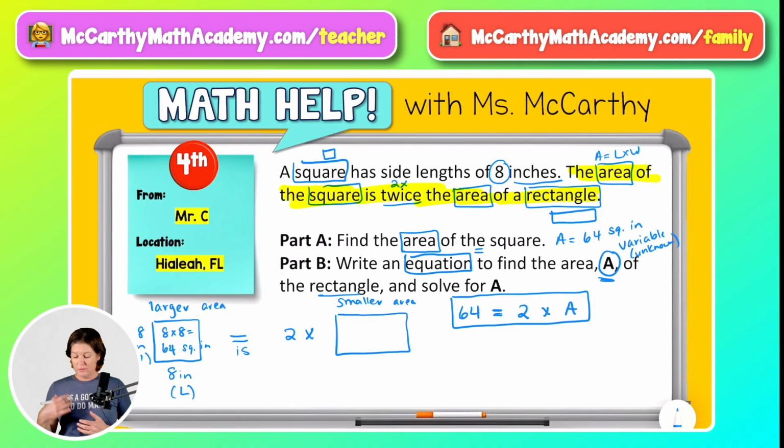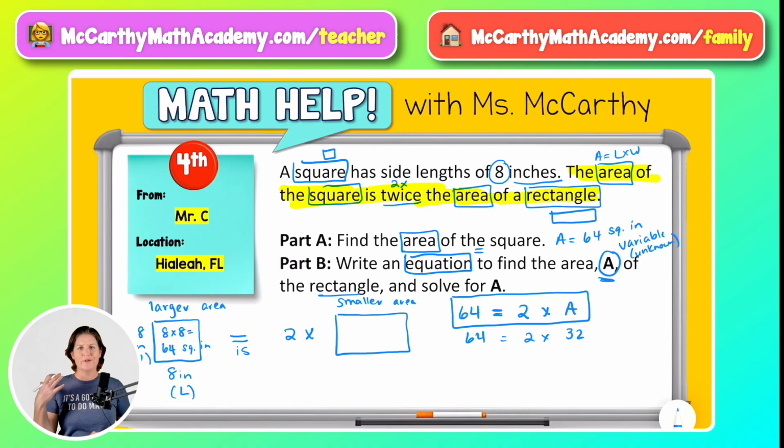And now we need to figure out what A would be, right? 2 times what gives us 64. So your brain might automatically go to, well, I know that half of 64 is 32, so 2 times 32 would give us an area of 64.